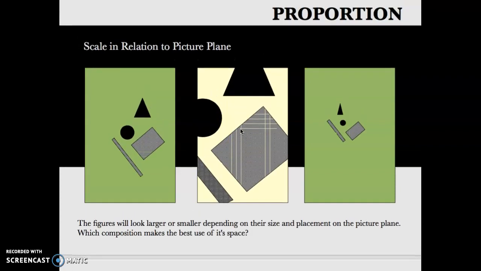Which canvas do you think makes the best use of its space? So, question for below, comments below. Which one do you think makes the best use of space according to the size, the proportion, the placement, the negative space, and the composition?